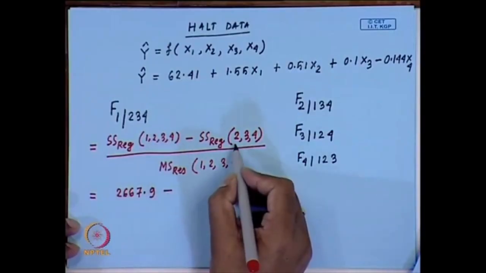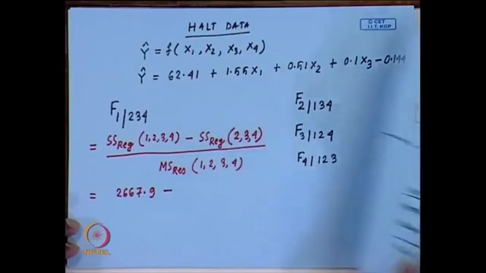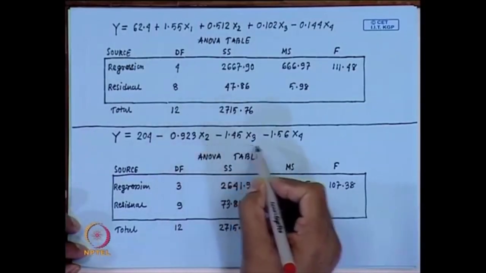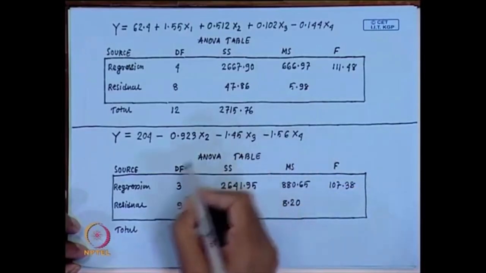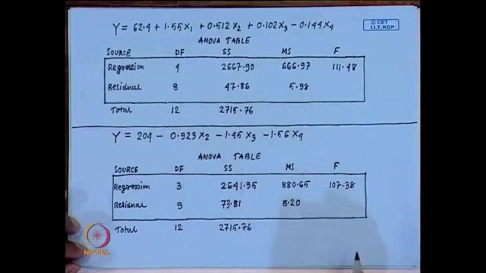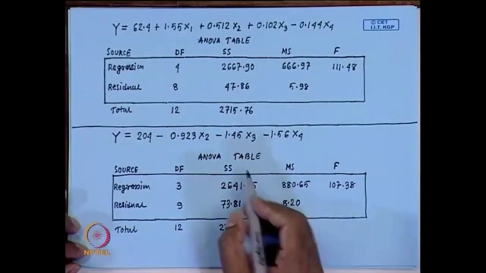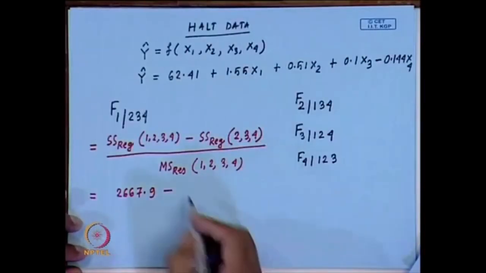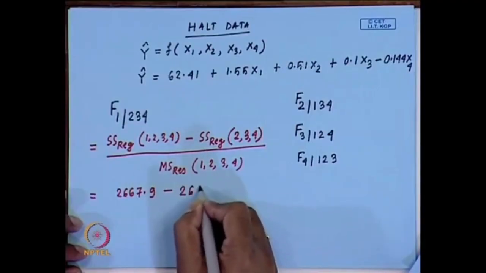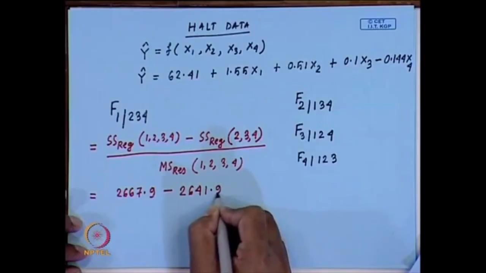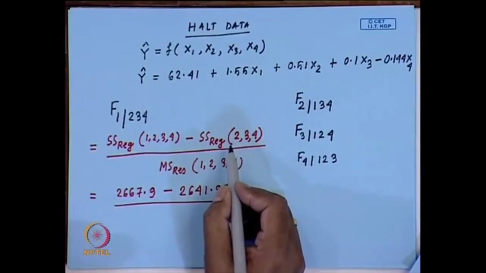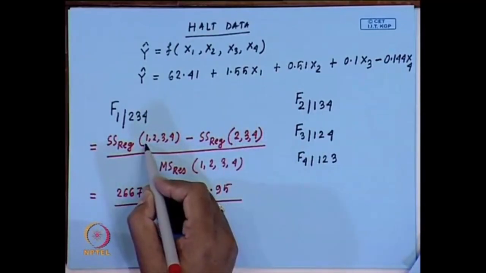this SS regression for the full model is 2667.9 minus the SS regression for the model involving x 2, x 3, x 4. So, again I need to fit this model, I need to fit the model involving x 2, x 3 and x 4. And here is the ANOVA table for this model, and my SS regression for this model is 2641.95. Now, this difference is the extra sum of squares due to x 1.